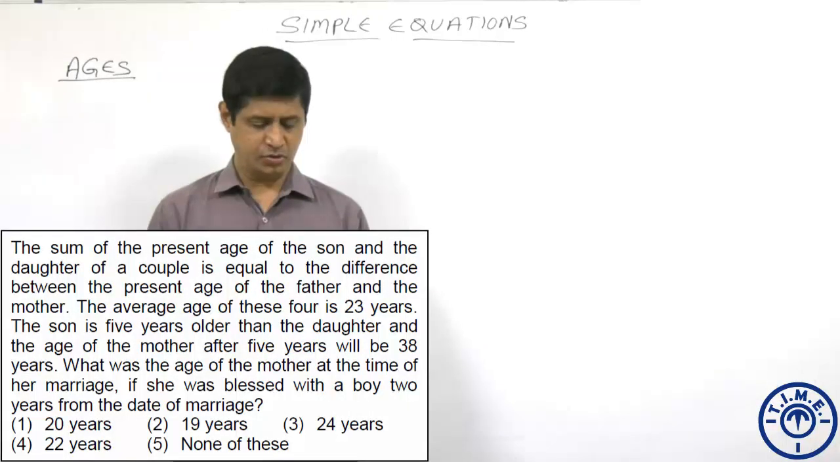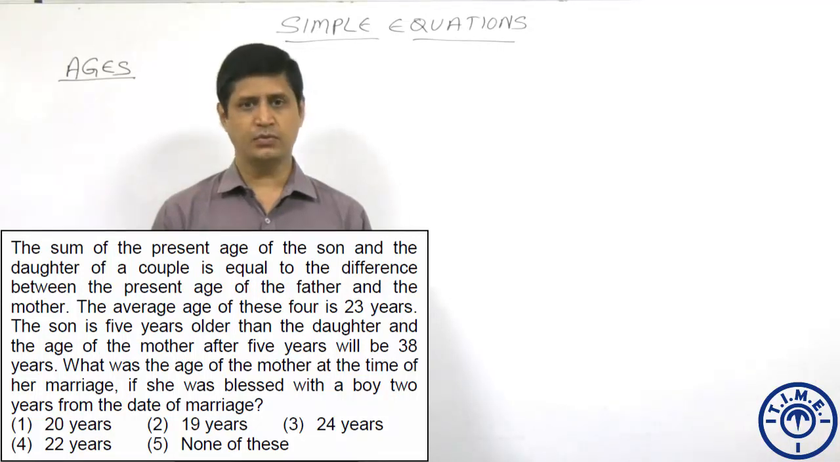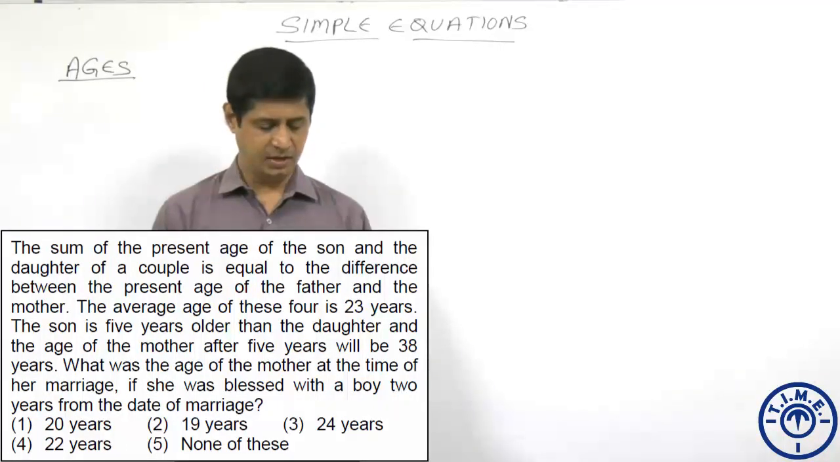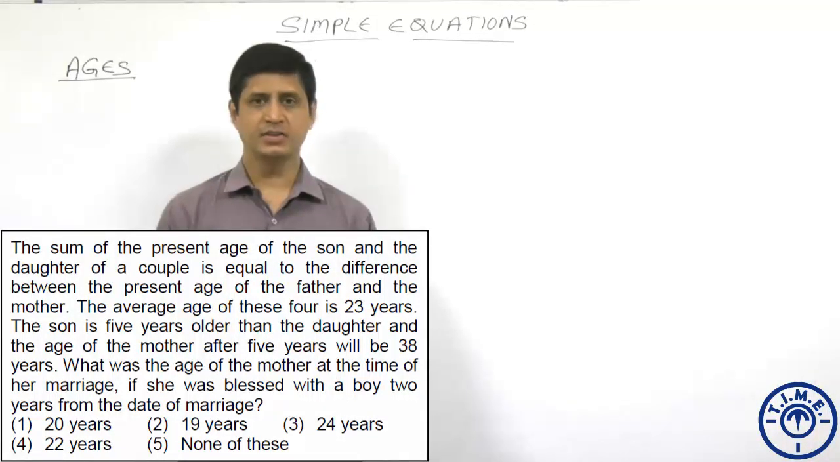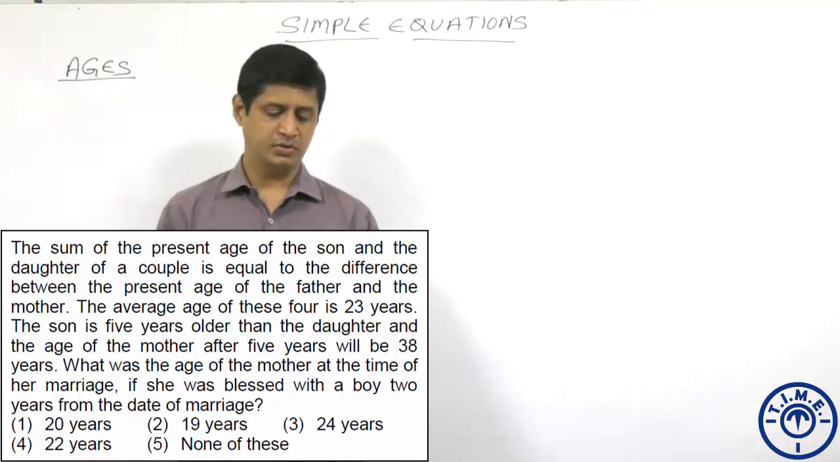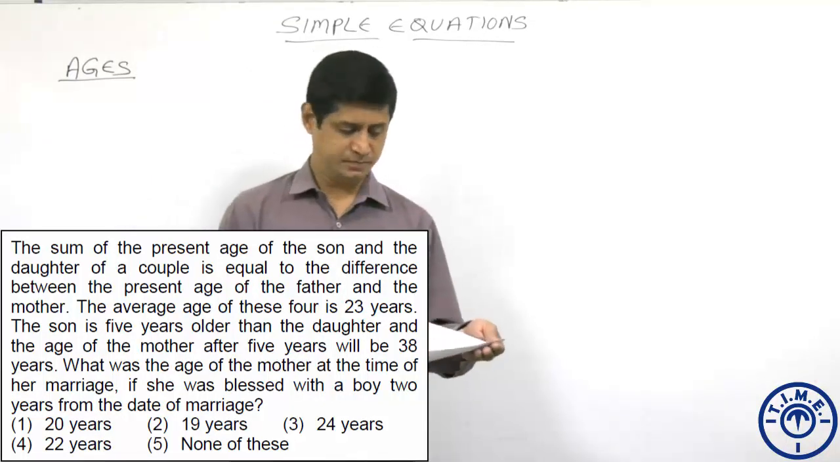The sum of the present ages of the son and the daughter of a couple is equal to the difference between the present age of the father and the mother. The average age of these four is 23 years. The son is 5 years older than the daughter, and the age of the mother after 5 years will be 38 years. What was the age of the mother at the time of her marriage if she was blessed with a boy 2 years from the date of marriage?